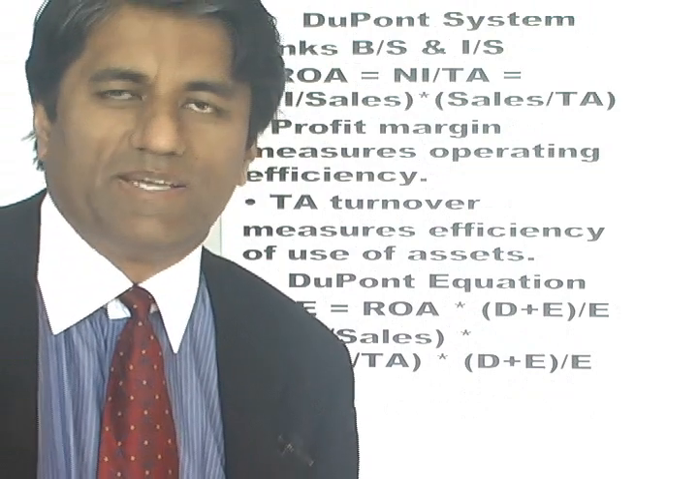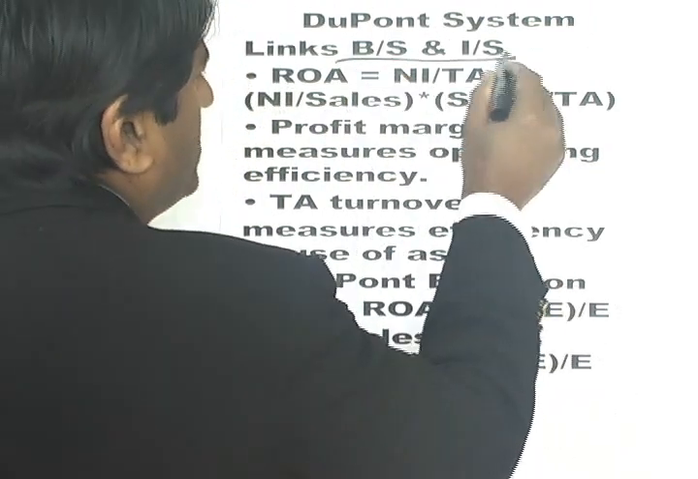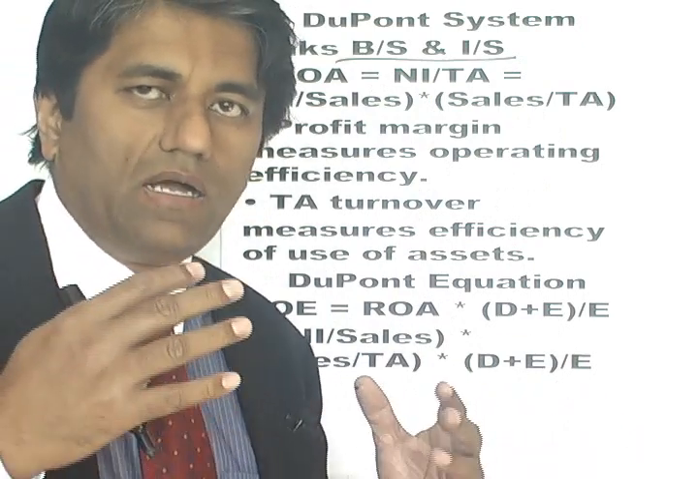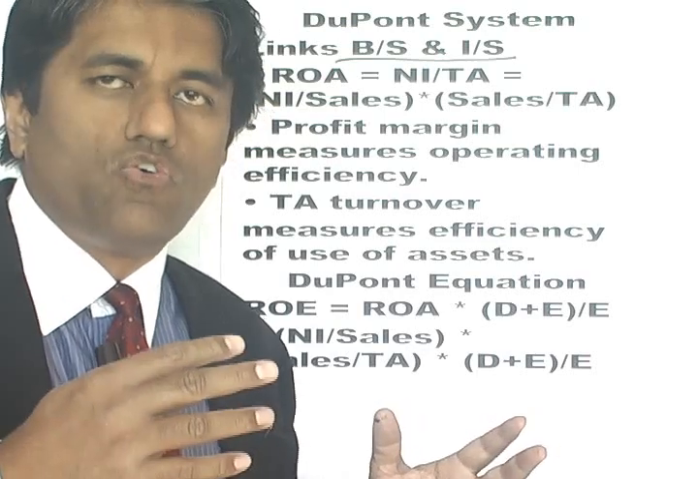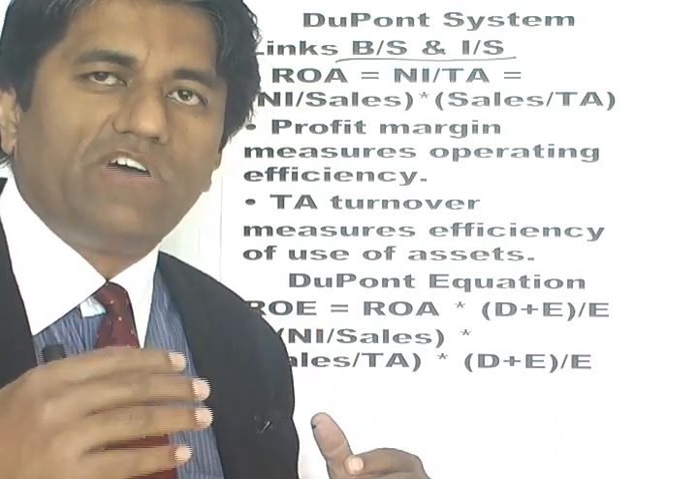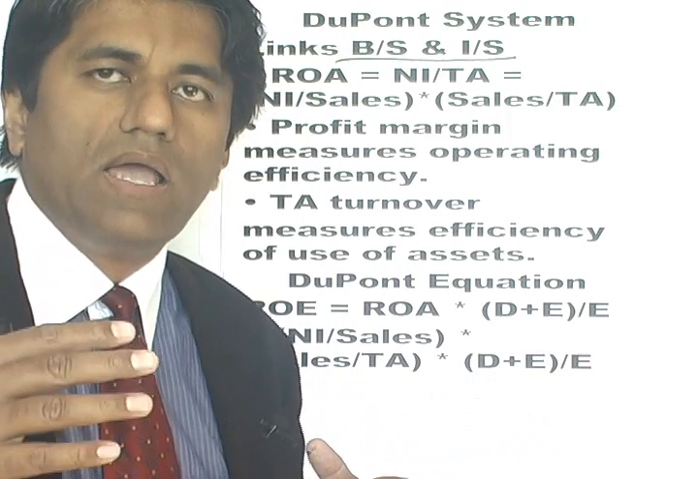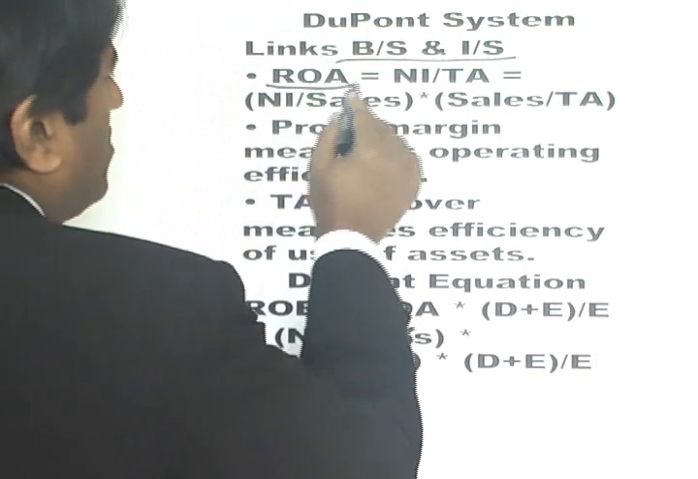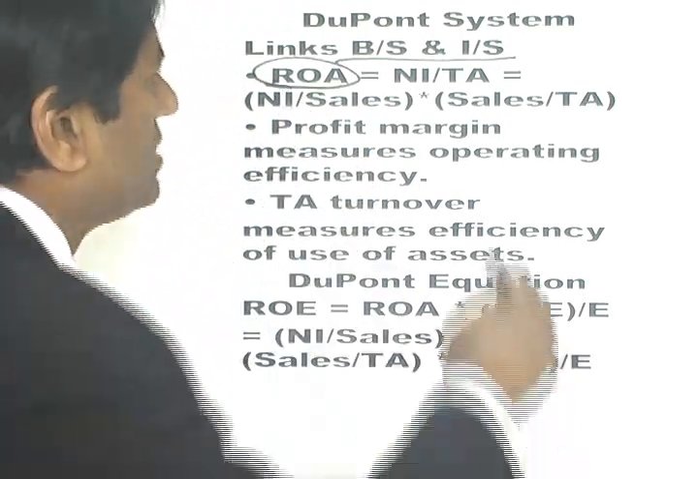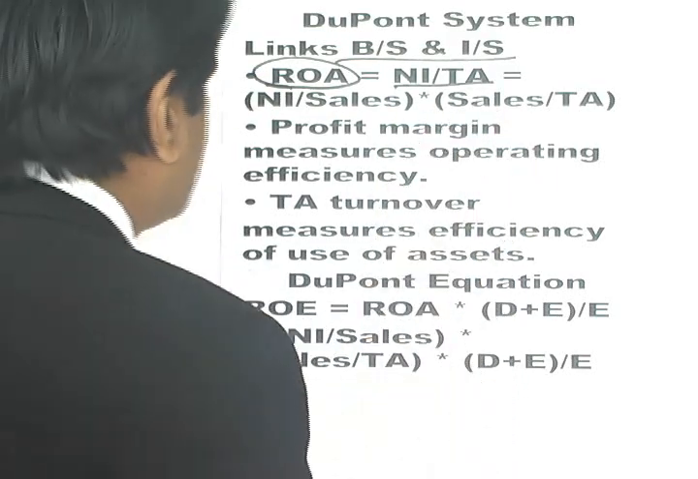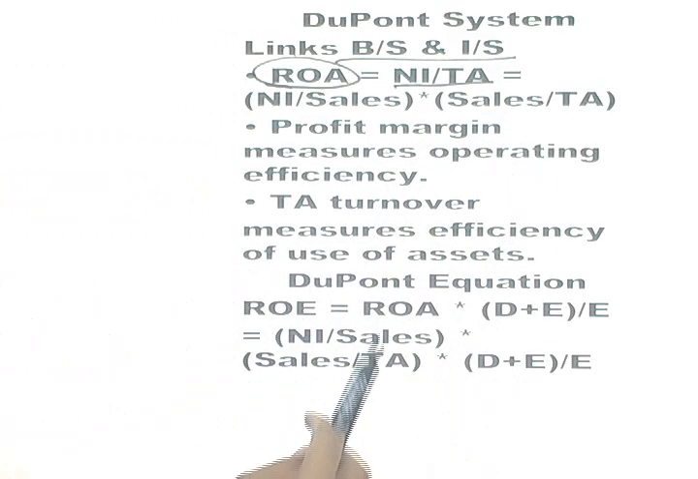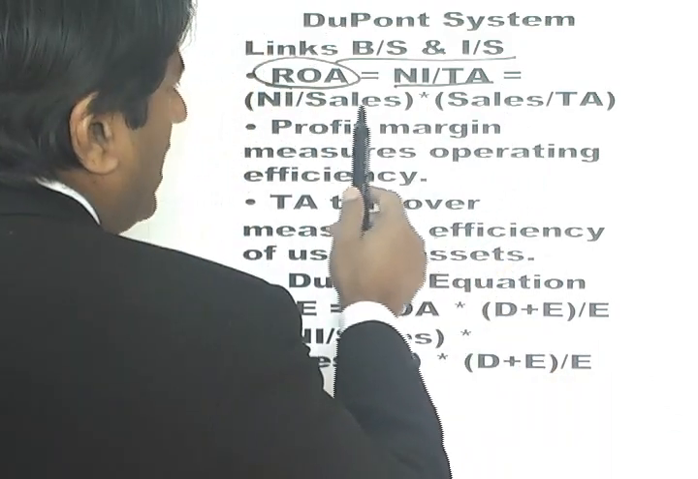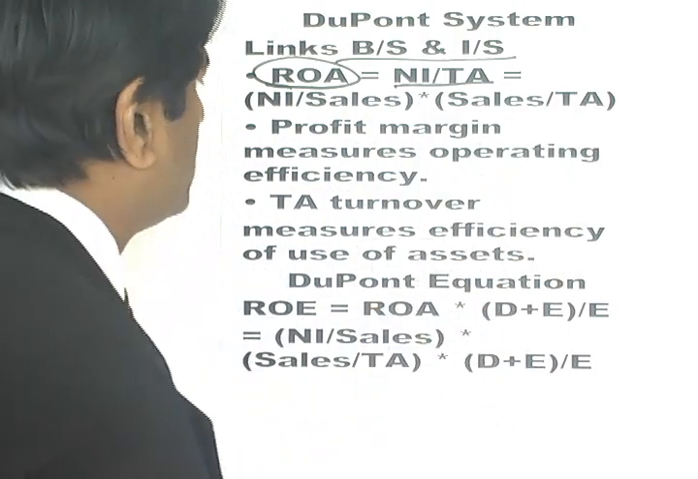The DuPont system links the balance sheet and income statement. Now, this DuPont system enables an analyst to understand why a firm has a higher or a lower return on equity. So you start by noting that return on assets is net income divided by total assets, and that can be rewritten as net income divided by sales multiplied by sales divided by total assets.